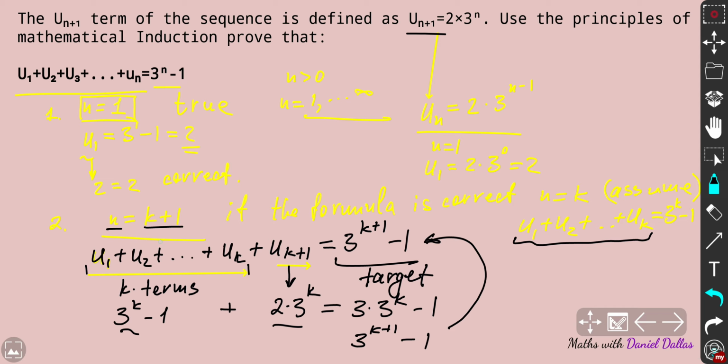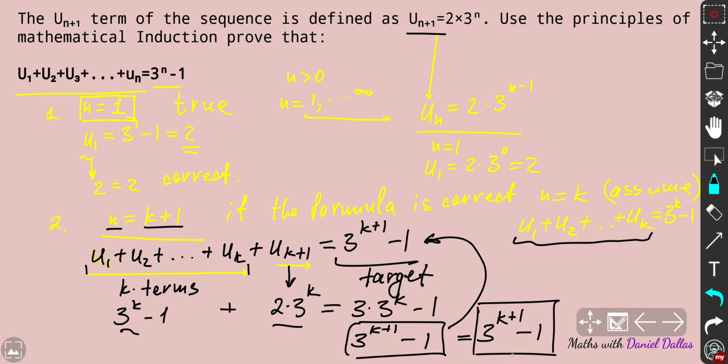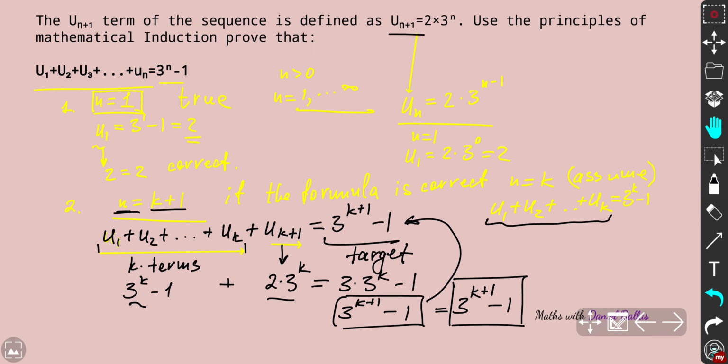So that was on the left side, and that will be equivalent to the right side, our target. So we've got the target statement, and that means if the formula is correct for n equals k plus 1, it will also be correct for any positive number.